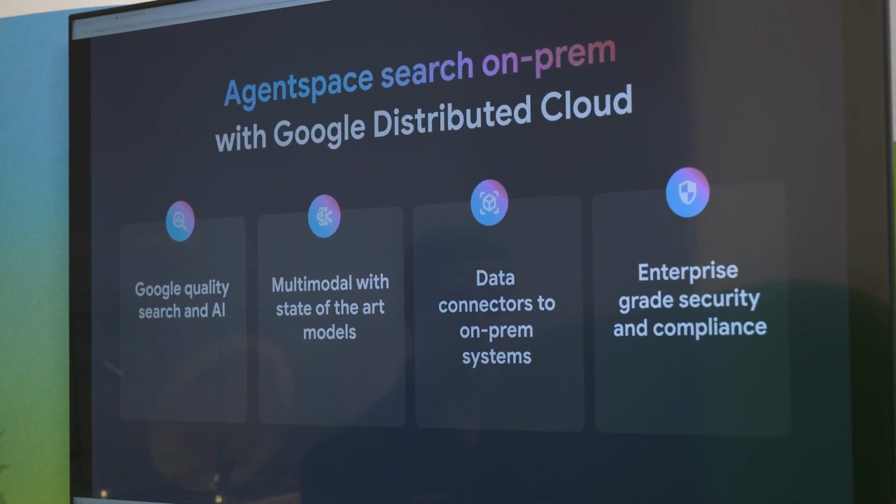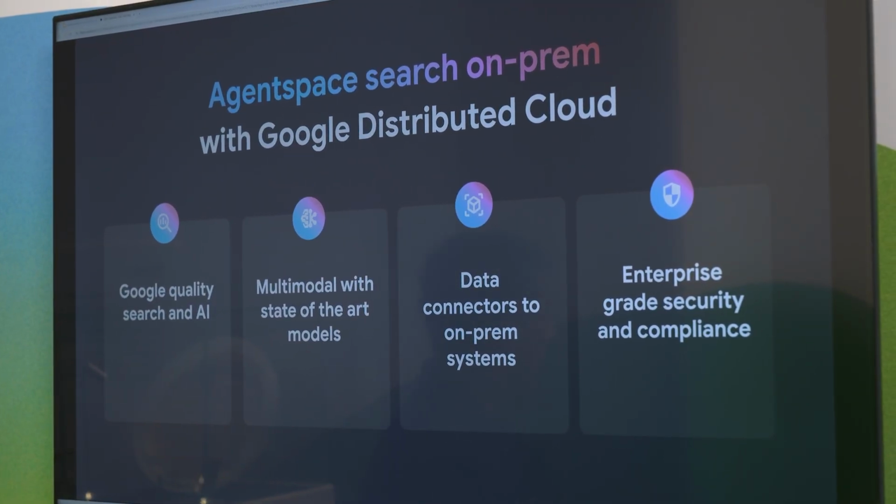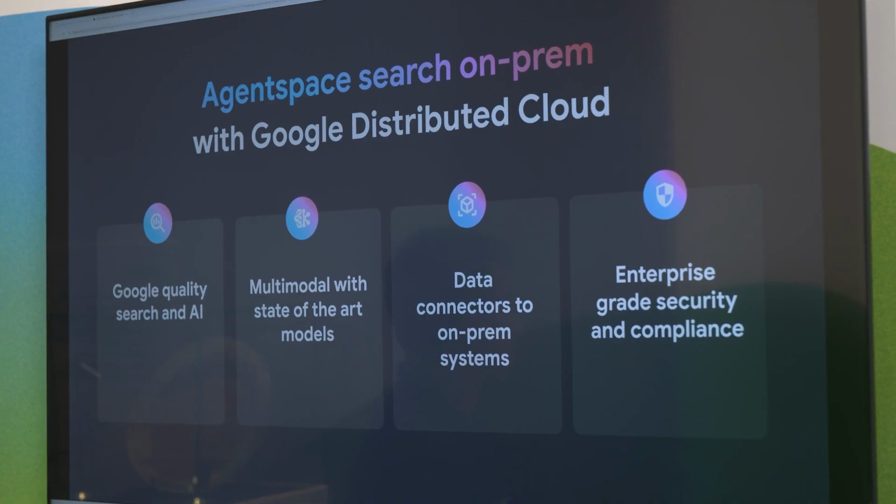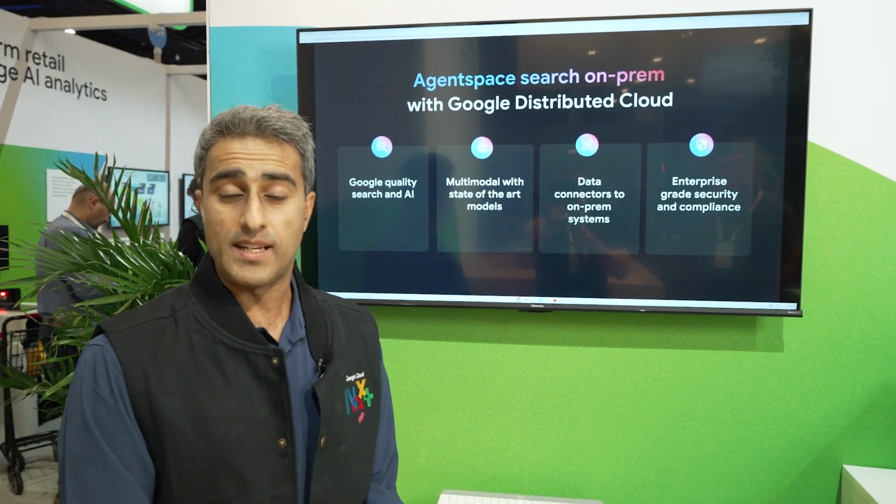We're bringing Google quality search to on-prem. It's multimodal in nature, powered by Gemini. It comes with pre-built data connectors to various on-prem enterprise systems, allowing them to break down data silos. And then it has inbuilt ACL controls to make sure that the customer's data is secure and users only have access to data that they have permissions to see.